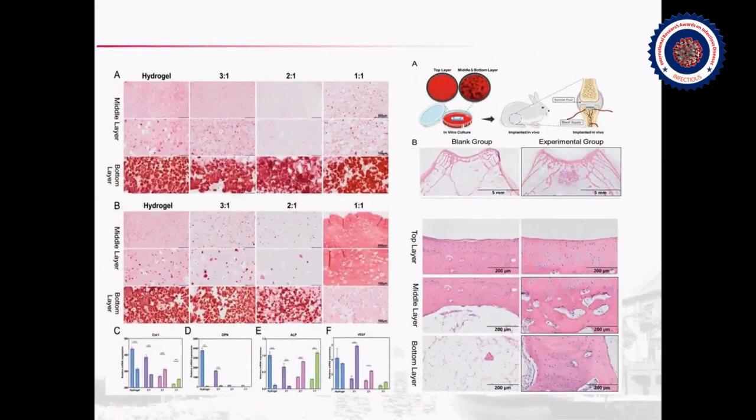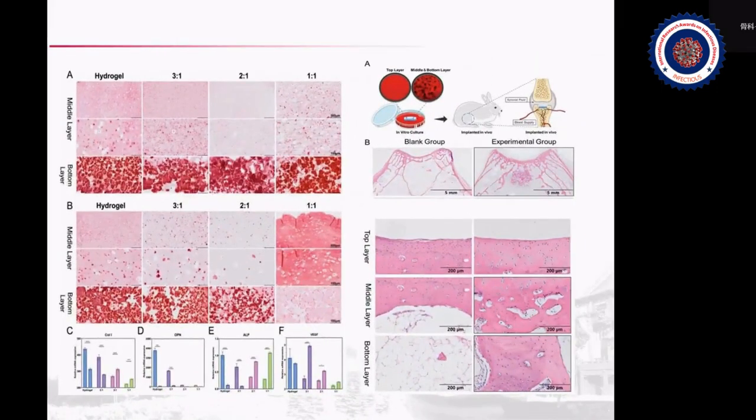Expression of osteoblast genes in hydrogel-coated cells was quantitatively analyzed by qPCR. The results showed that the porous structure could promote the expression of osteo-related genes like OPN, ALP, VEGF, while the dense non-porous structure was conducive to the expression of chondrogenic genes like AGG, SOX9, collagen X.